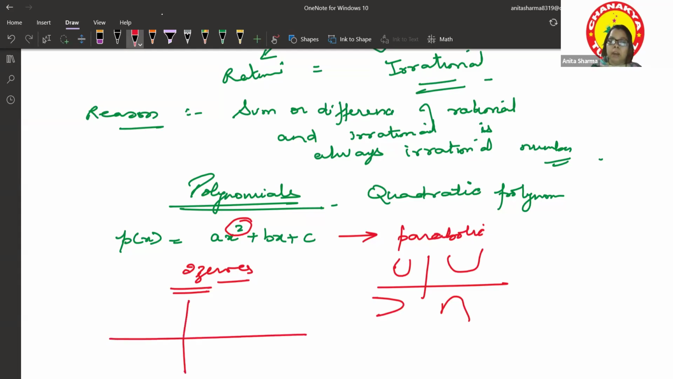Sometimes the graph will be given like this, and they will ask you how many zeros are there. So what do you need to check? You have to check where the graph cuts the x-axis. It cuts at 4 points, therefore 4 zeros are there. Okay.